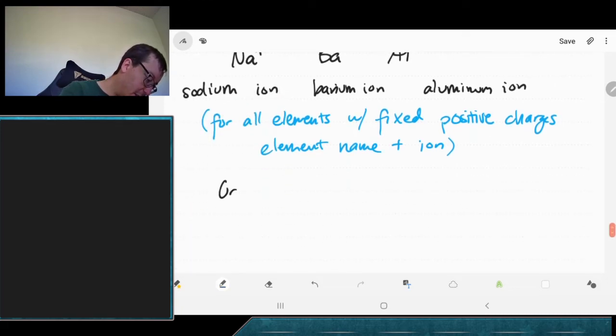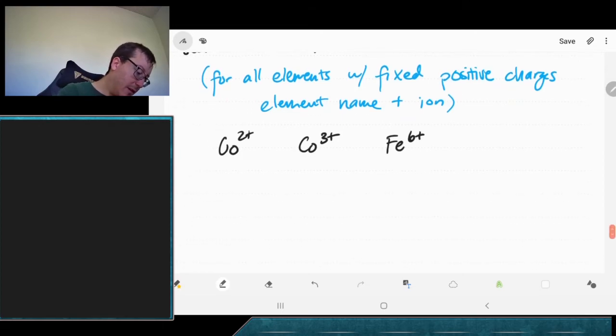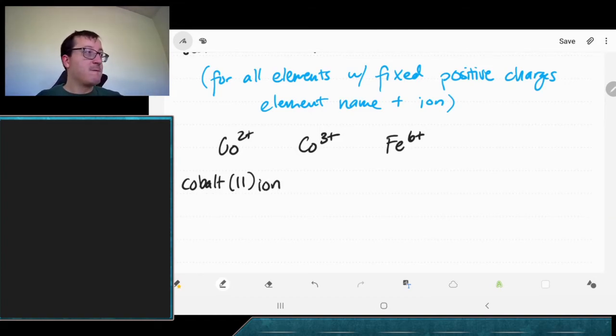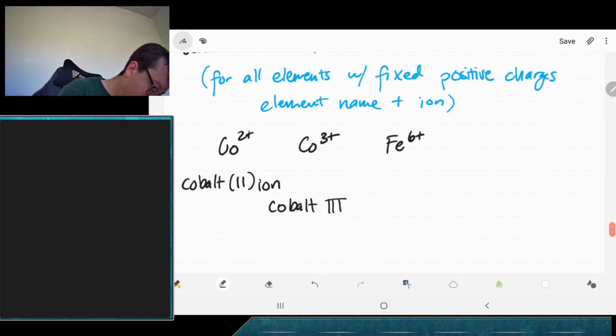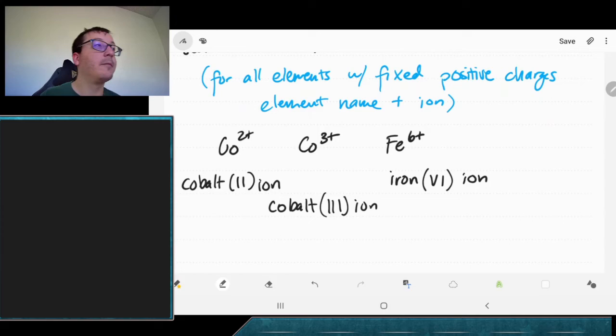For variable charge ones, we just have to say the charge in Roman numerals. So this is a cobalt 2 ion. This one is a cobalt 3 ion. And this is an iron 6 ion. So for variable charge ones, the ion name also includes the charge as part of the name. So cobalt 2, written in Roman numerals, has a 2 plus charge. Cobalt 3 has a 3 plus charge. And iron 6 has a 6 plus charge.